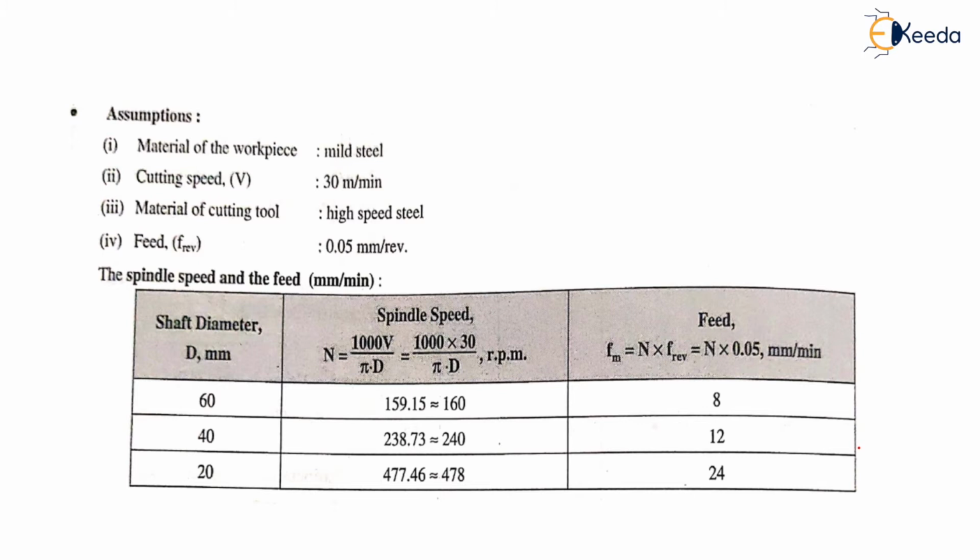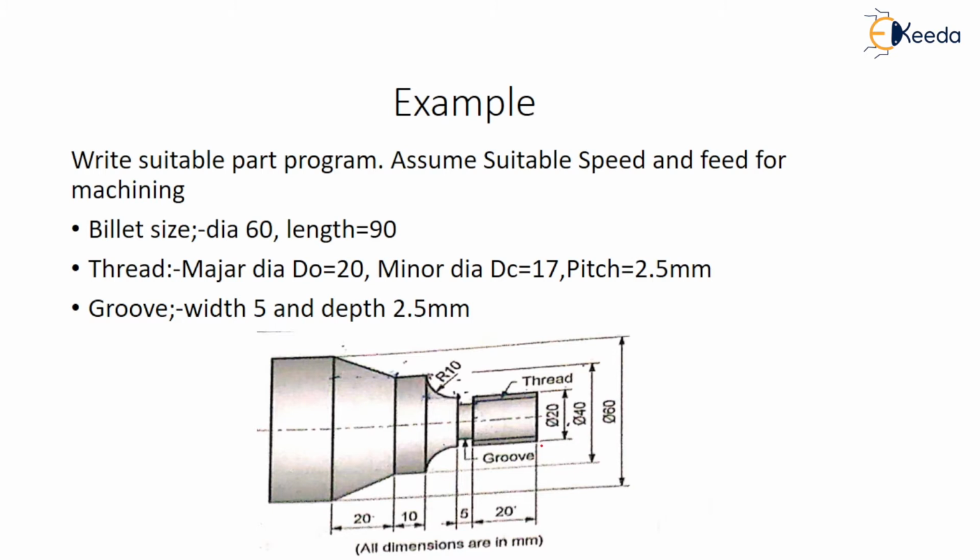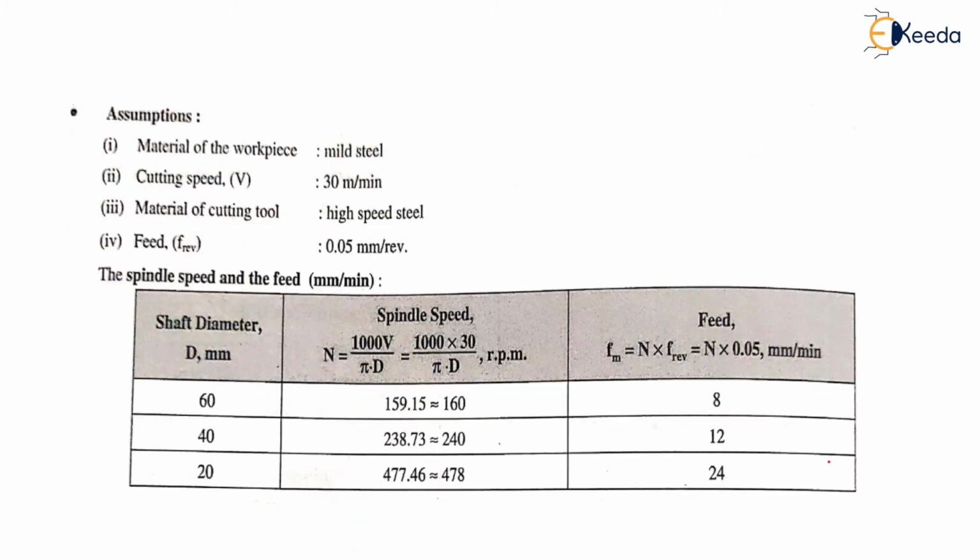Before going to that, we can make some assumptions which are not mentioned in the given problem. Assumptions are a part of the solution only. The assumptions are: material of the workpiece is mild steel. The cutting speed will be considered as 30 meters per minute. The material for the cutting tool is HSS, that is high speed steel. Then feed per revolution is 0.05 mm per revolution. The spindle speed is in RPM and feed is in mm per minute. The shaft diameters are 60, 40, 20. So different shaft diameters are given, 60, 40, 20, and accordingly we have to do the machining.